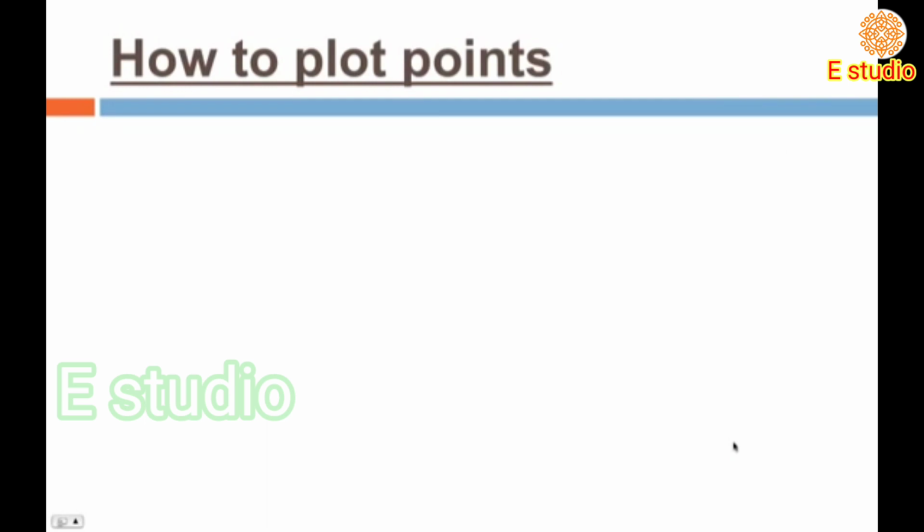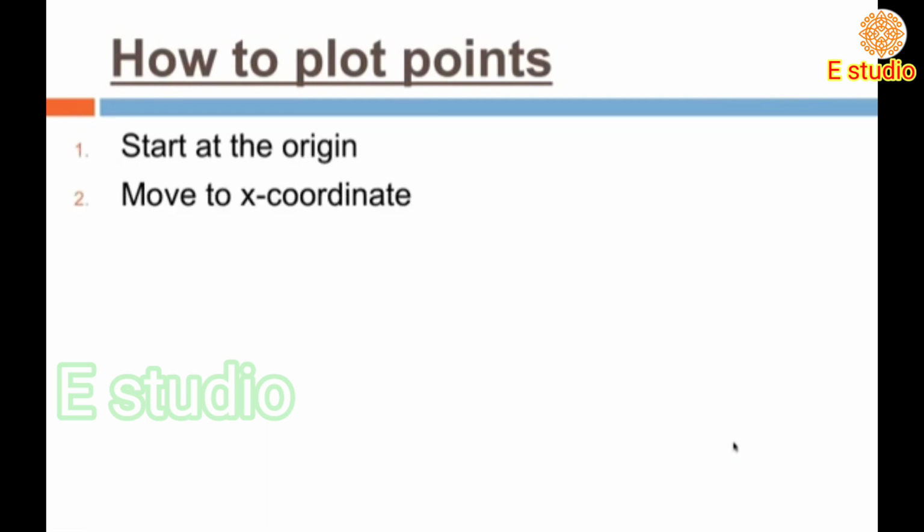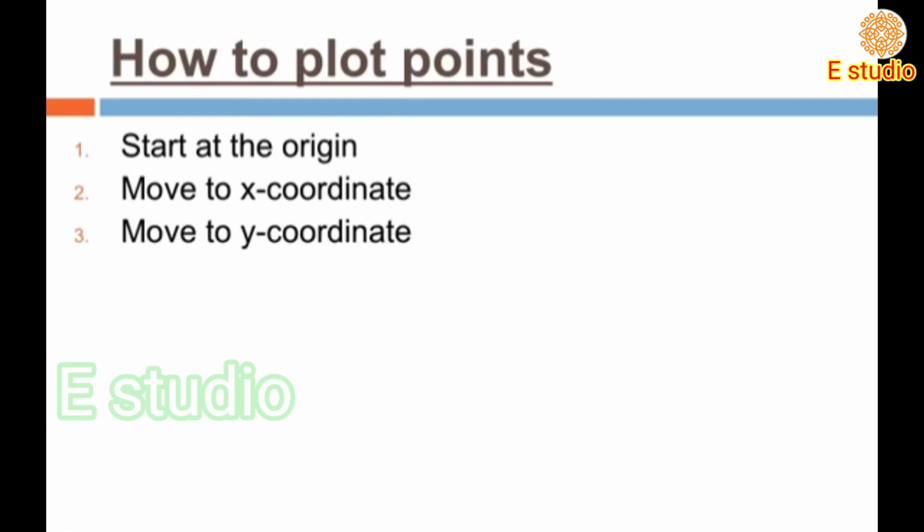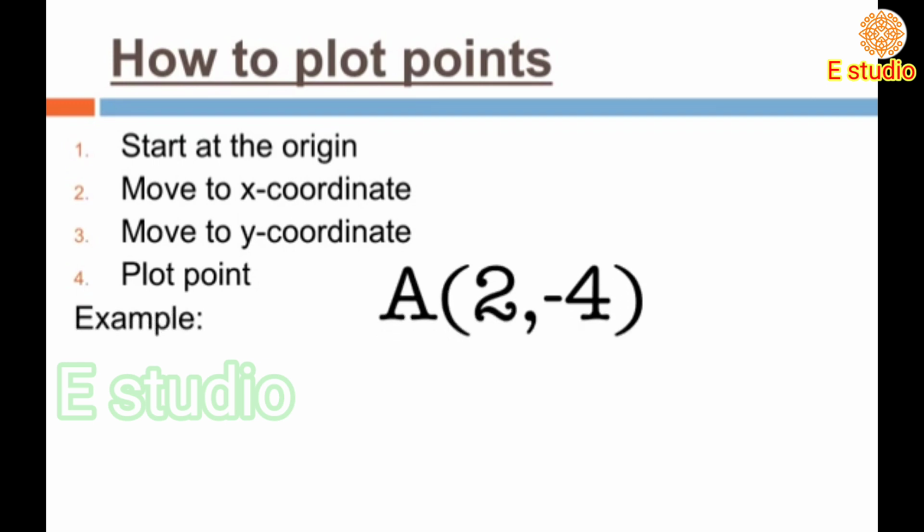So how exactly do we plot points? Well, we start at the origin, and then we move to our x-coordinate, then we move to our y-coordinate, and then we just plot the point. So for example, let's say we have the point A at (2, -4). This is the name of the point. So our point's name right now is A.